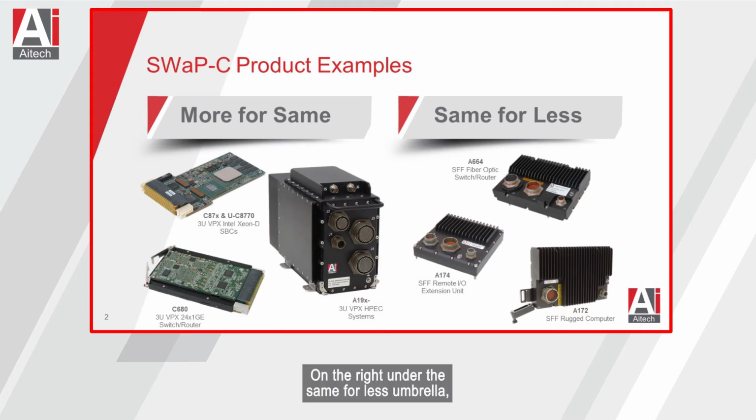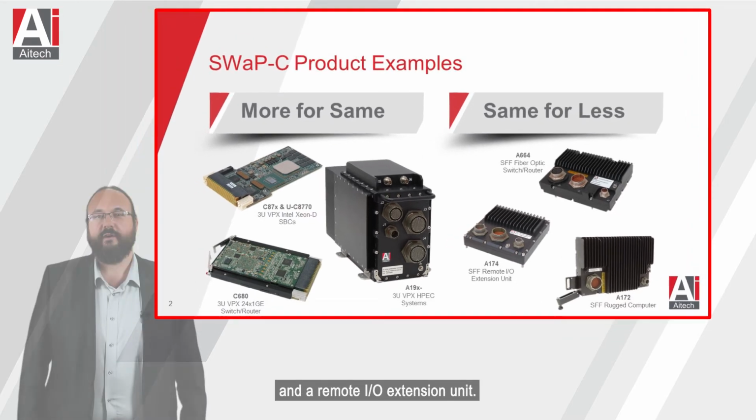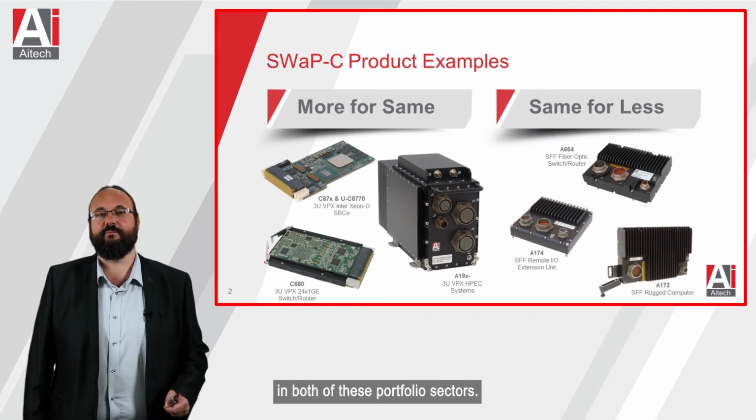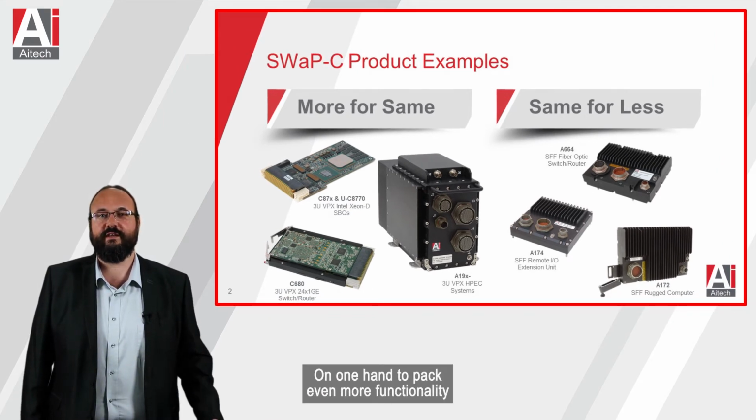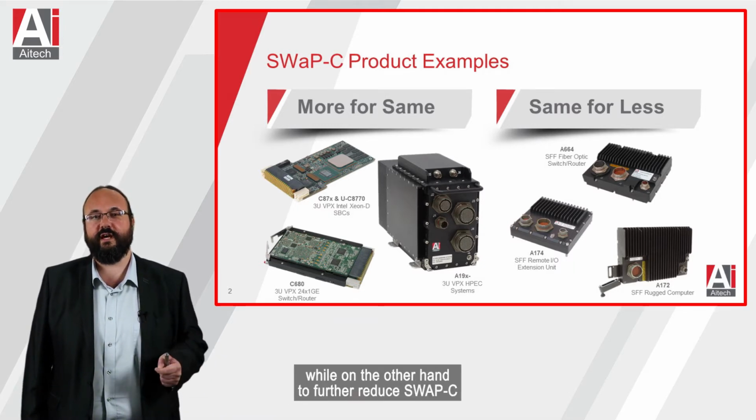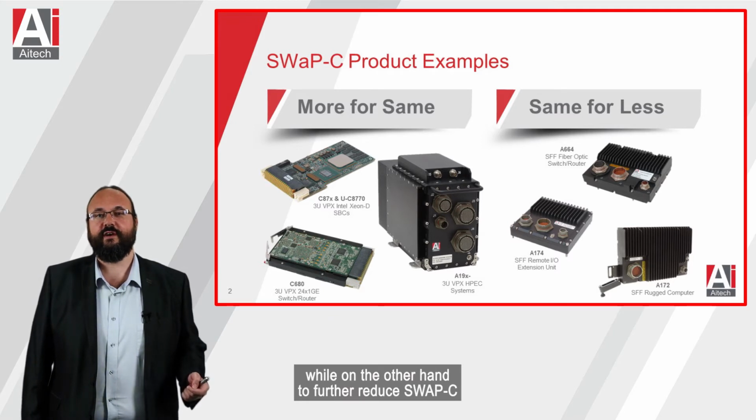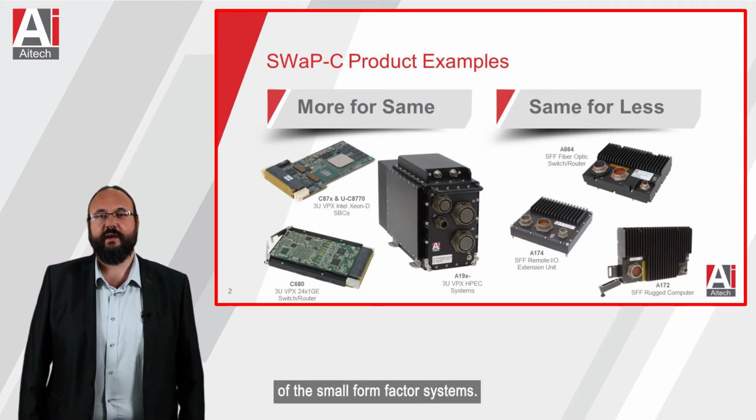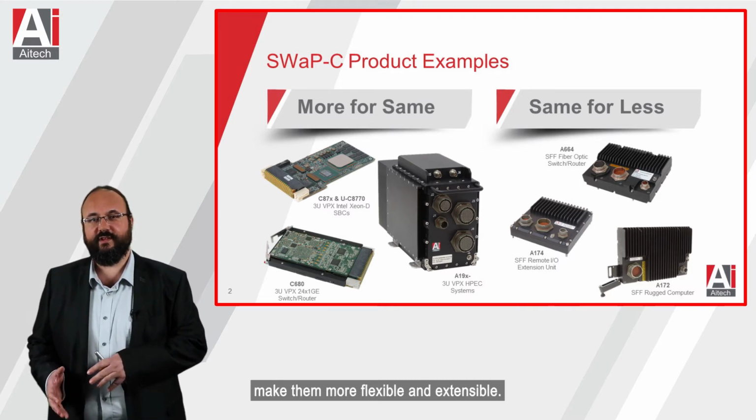On the right, under the same for less umbrella, you can see various small form factor systems. They have specific, fixed, dedicated functions, such as a small rugged Intel architecture computer, a standalone ethernet switch or router, and a remote I/O extension unit. We are already working on significant improvements in both of these portfolio sectors. On one hand, to pack even more functionality and performance into the SWaPC boards and systems, while on the other hand, to further reduce SWaP-C of the small form factor systems, and at the same time make them more flexible and extensible.